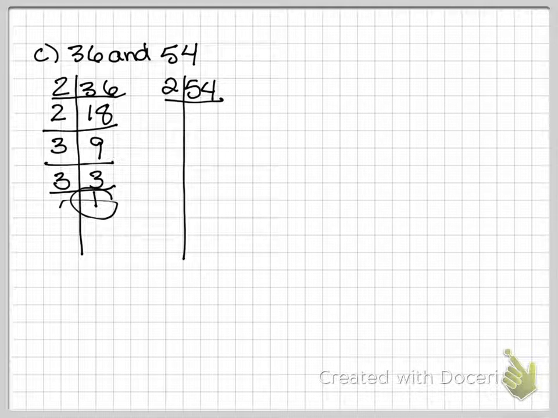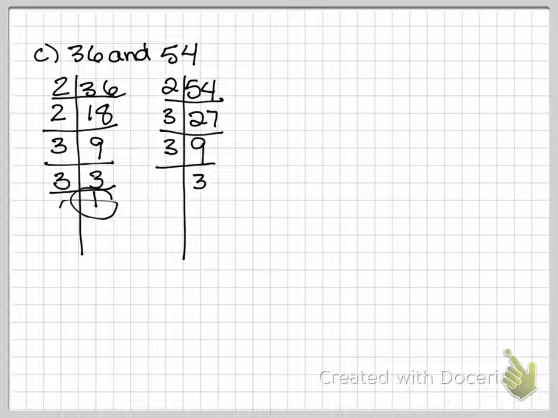54 divided by 2 is 27. 27 can be divided by 3. When I do that, my answer is 9. 9 divided by 3 gives me 3, and 3 divided by 3 gives me a 1, which is great, but how does this tell me what the greatest common factor is?